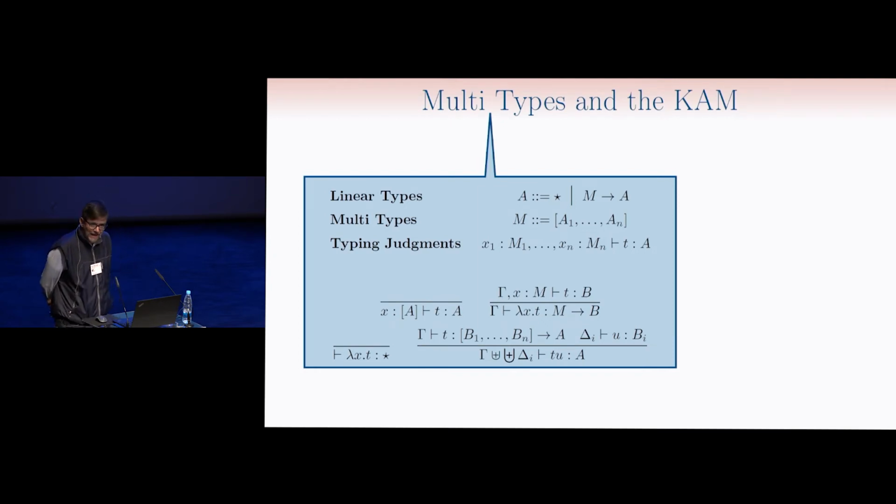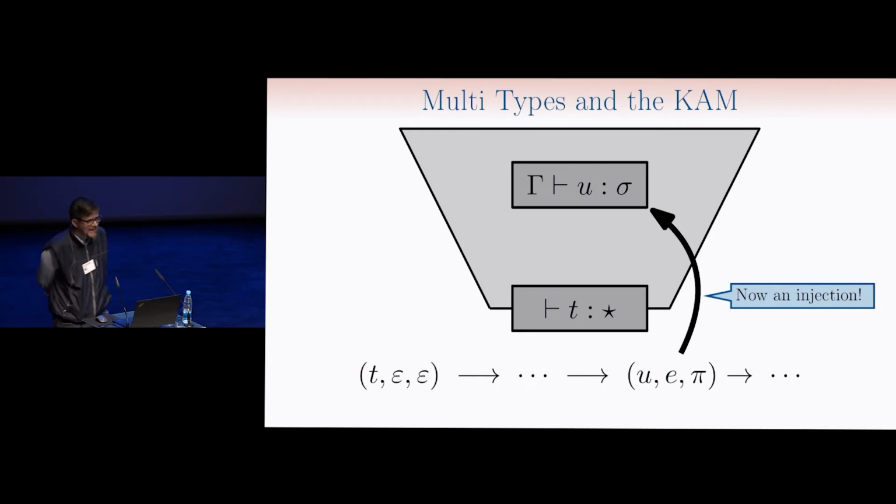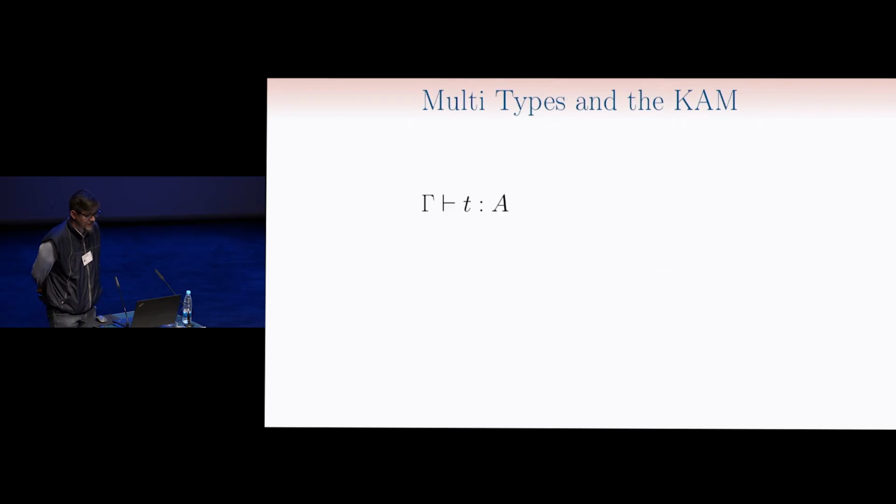So if you use multitypes rather than simple types, you still have, of course, this picture. You still have this correspondence between configurations and subderivations. The point is that this is now an injection. So two distinct configurations you encounter correspond to distinct subderivations. This means that the size of the type derivation tells you a lot about the time complexity of a term.